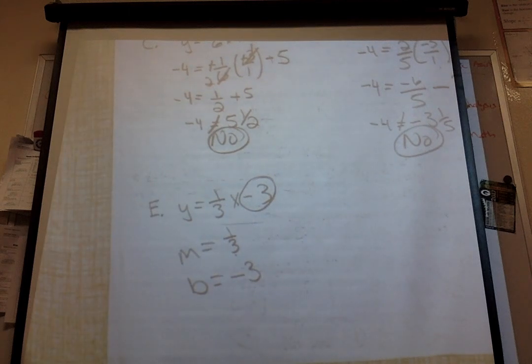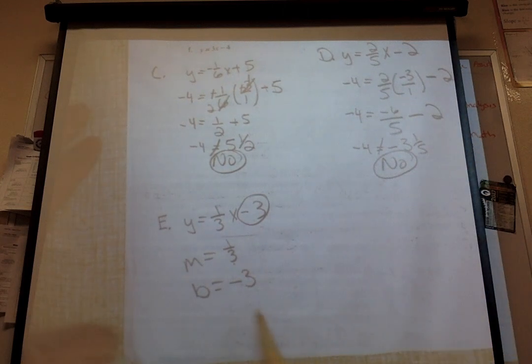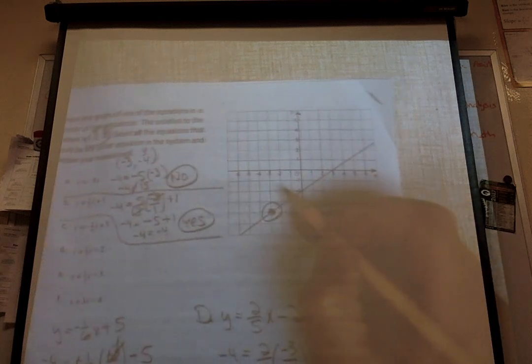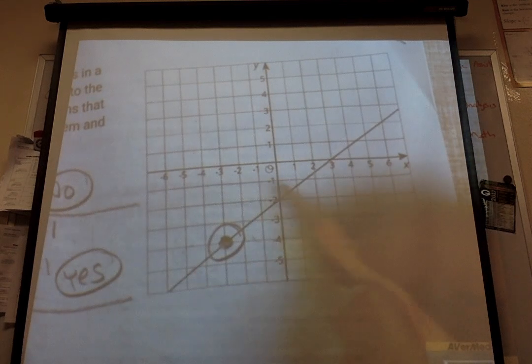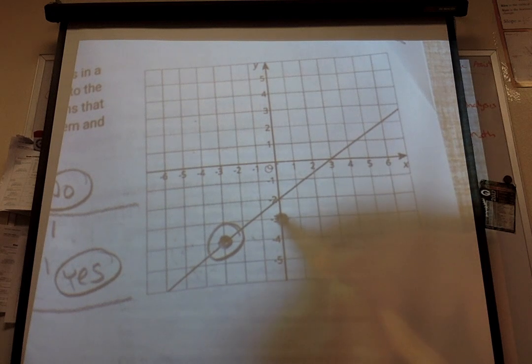So what we're going to do is use this information and graph it. So first thing, I'm going to look at my b, our beginning point. This is where it crosses our y-axis. It's at negative 3. So I want to start at our origin and go down 3. 1, 2, 3. Make a big dot. Right? That's our beginning point. That's our b.